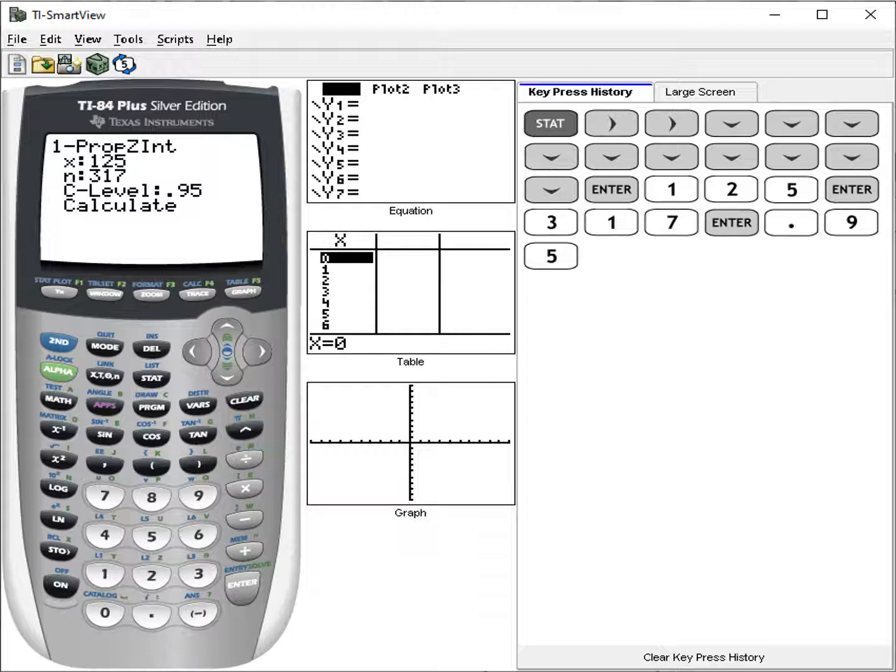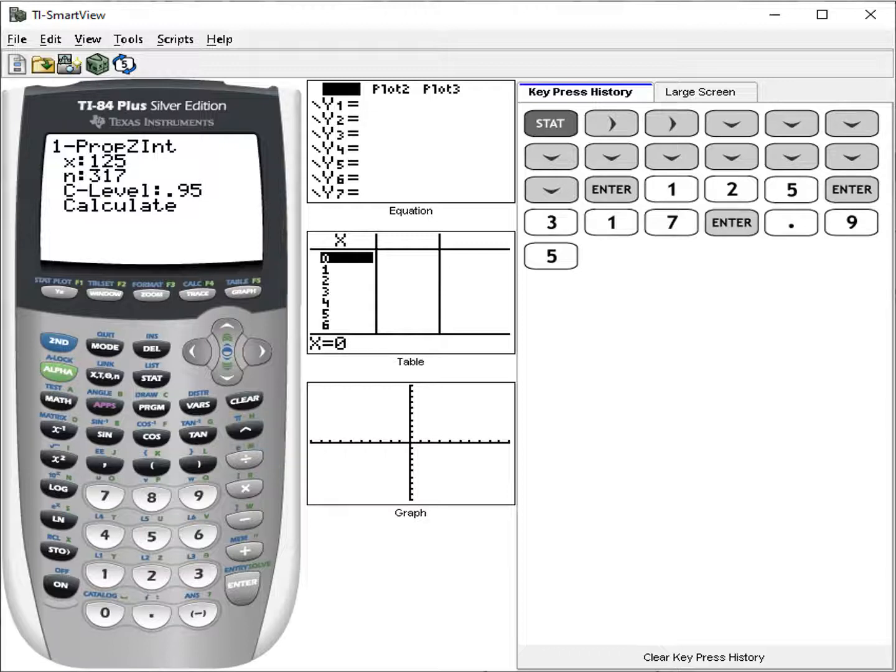This problem gave us exactly the information we need. Not all problems are so kind. When the calculator asks for x, x is the number of people in your sample that have the characteristic of interest. Here we were told that's 125. n is the size of the sample, that's 317. The C-level is how confident we want to be, that's 95.